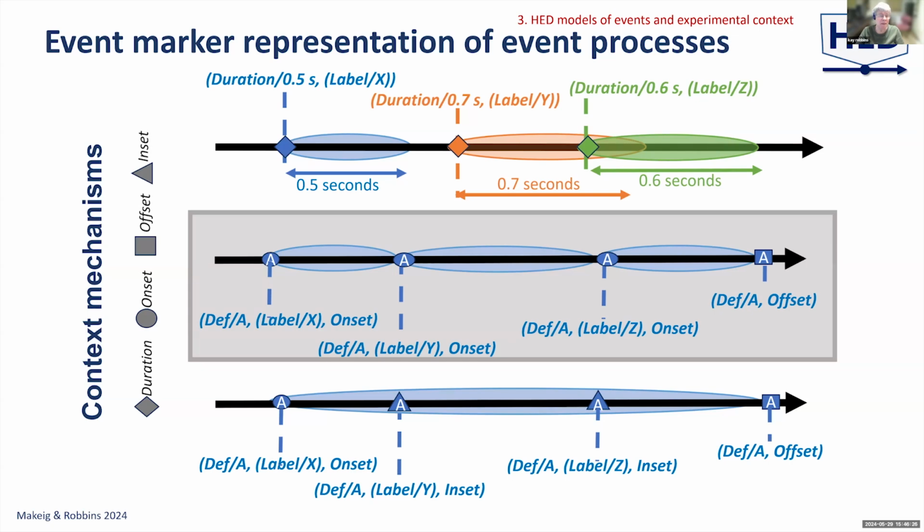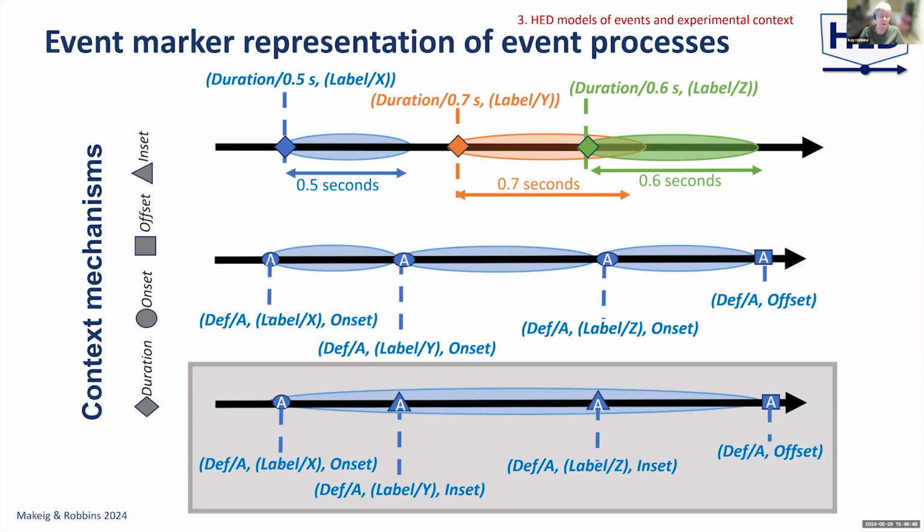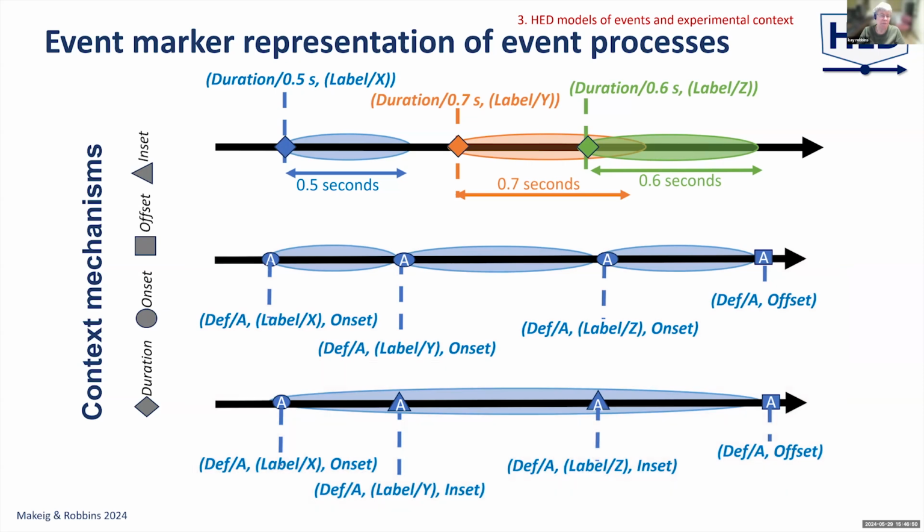And then, as Scott mentioned, we also have phase markers, and this might be particularly relevant to MoBI, where you have motions, but there are lots of intermediate things going on that you might want to annotate, but not say that this is actually a whole event process of its own. And that uses the inset marker, as shown in the last timeline.